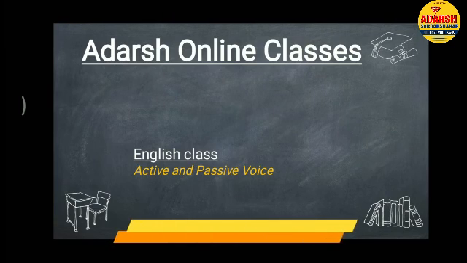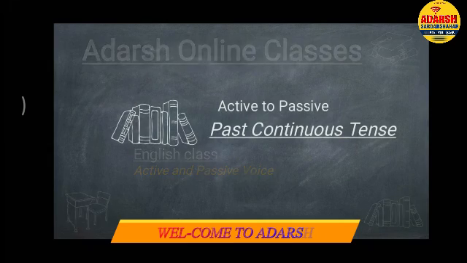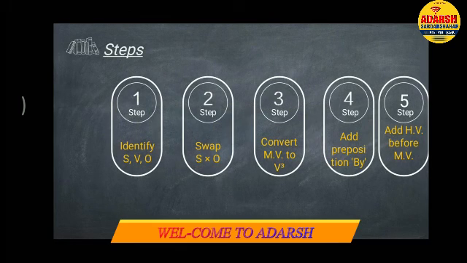This video is the 7th part in the series on active and passive voice. In this video we are going to learn how to convert any simple active voice sentence of past continuous tense into passive. Now before going on, let us revise all 5 steps. To understand it properly, please check my previous videos. So let's revise here the 5 steps.